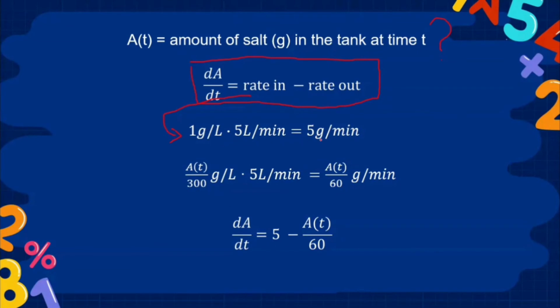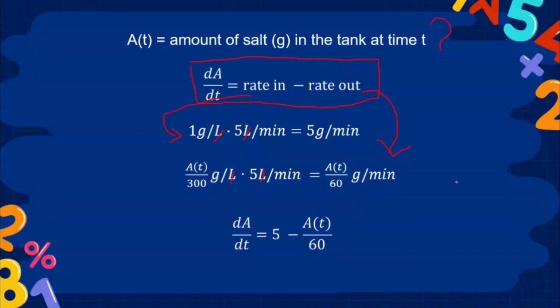So here we will have 5 grams per minute, because we have cancelled out the liter. Same goes with the rate out. Our rate out is equal to 80 over 300 grams per liter multiplied with 5 liters per minute, where the result is 80 over 60 grams per minute. Same as the previous one, we cancel out the liter, so we just have grams per minute.